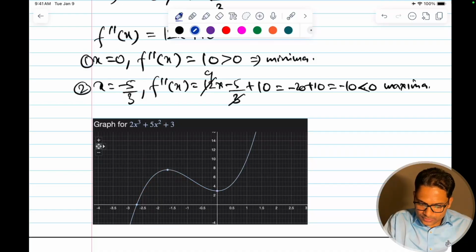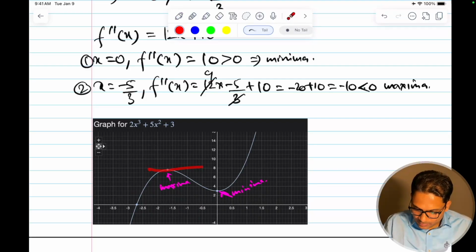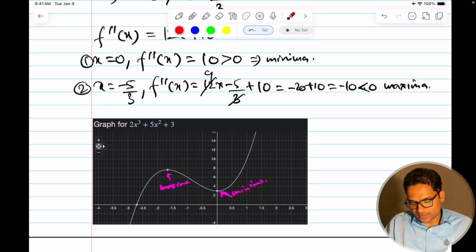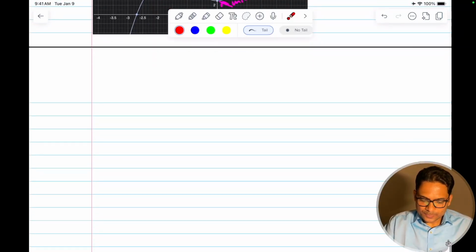So same function, this is your maxima and this is your minima. Here both the points have tangents parallel to the x-axis. Okay, this is a good example. This is clear.